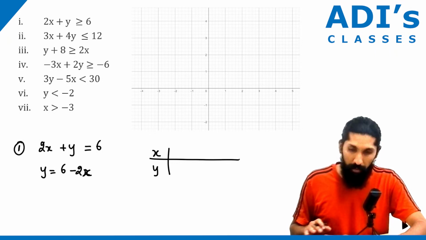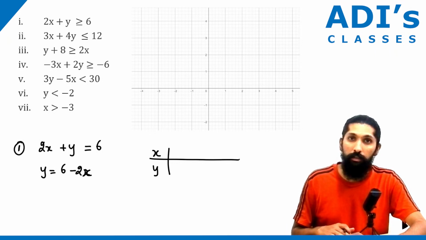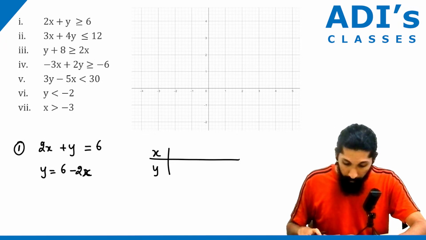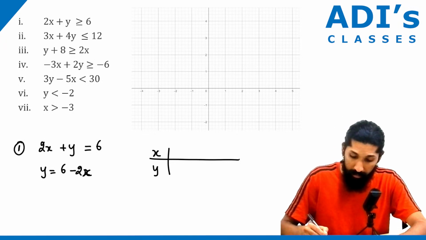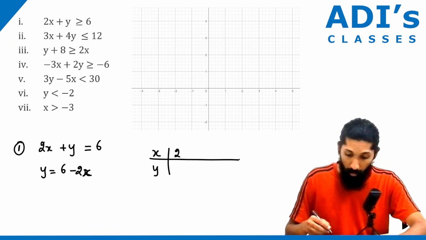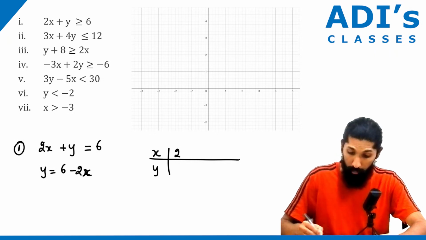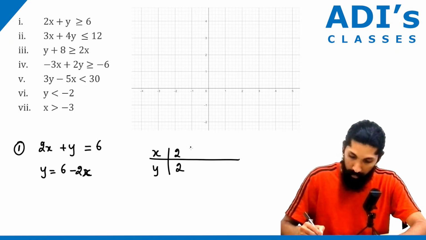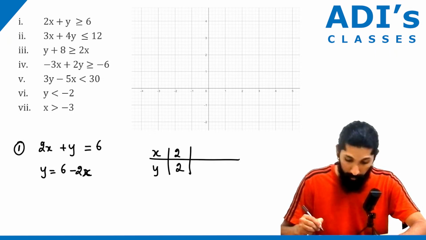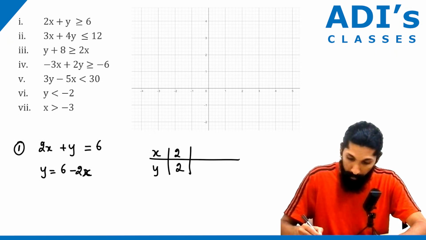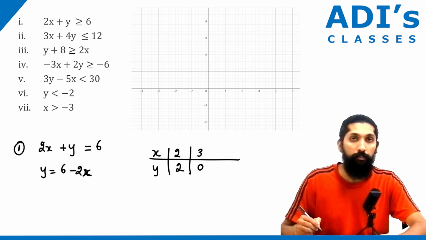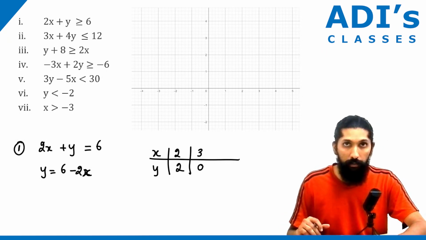Okay. Now see, I'm not going to take the value of x as 0 because we will get the value as 6. Suppose say I'll start by taking a value of x as 2. When x is 2, y value becomes 6 minus 4, which is 2. This is 1 point. 2 comma 2 is 1 point. The next one, say I'm going to take x value as 3, y value becomes 0. 2 points are enough to plot a line.